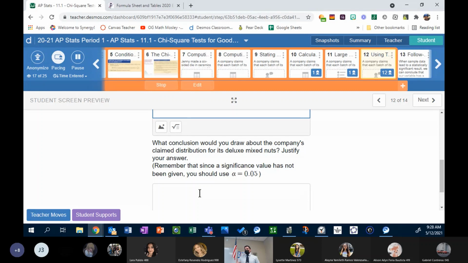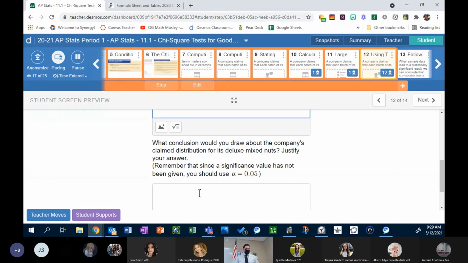That means we do not have convincing evidence that the distribution of types of nuts in their deluxe nut mix is incorrect. That's what we do not have evidence for. And so you can say, we don't have enough evidence that the company's claim is incorrect.